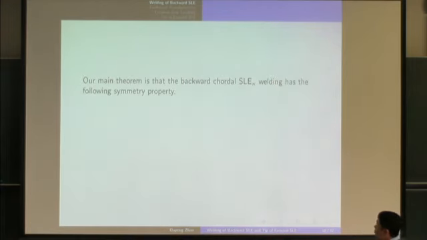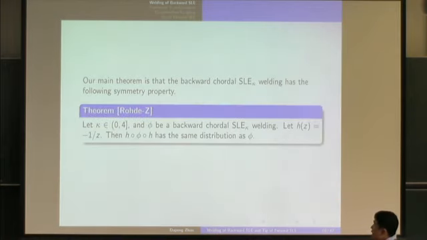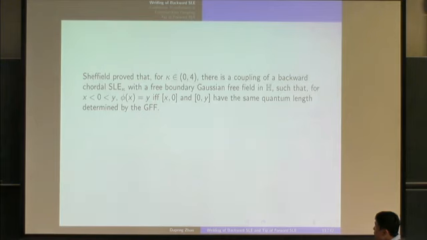Our main theorem is that the backward coordinate SLE kappa welding has the following symmetry. If kappa is less than or equal to 4, and phi is a backward coordinate SLE kappa welding, and if h of z equals -1 over z, then the composition h composed with phi composed with h has the same distribution as phi. Phi is a random involution.